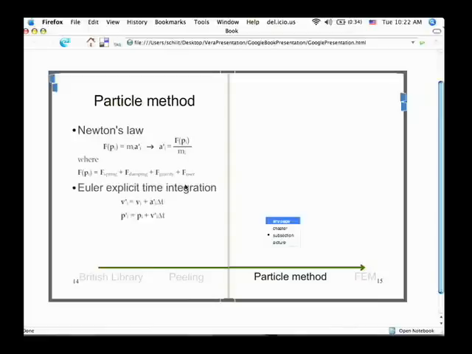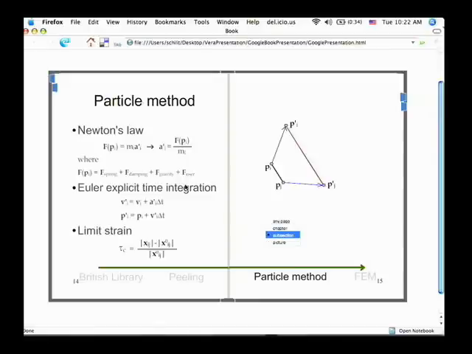And we can calculate the position of the paper at the next time step by using Euler explicit time integration, which is just a normal Newton's law. However, because we do not want to simulate a page being torn from the book, we have to use a limit strain, which basically says that the paper cannot be stretched or sheared more than 10% of its original length.